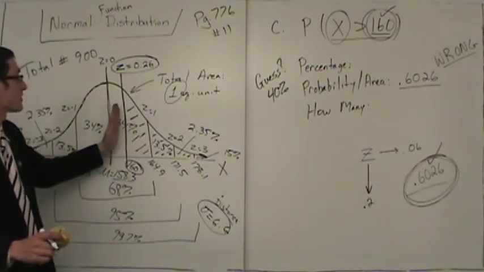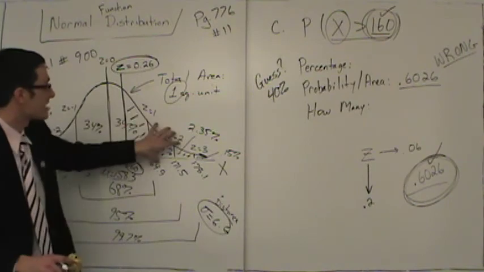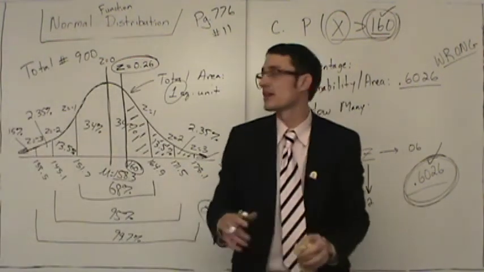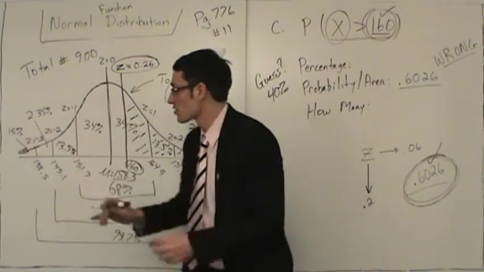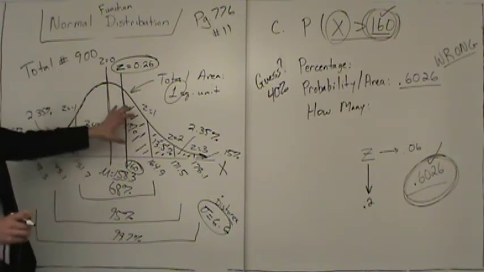Is our area greater than 0.5 or smaller than 0.5? It's smaller than. Our area is less than half, so this could not be our answer. Okay, remember, the Z table gives us area to the left. So question, what did the Z table give us? The Z table gave us the area to the left.